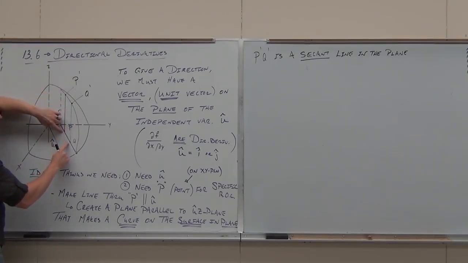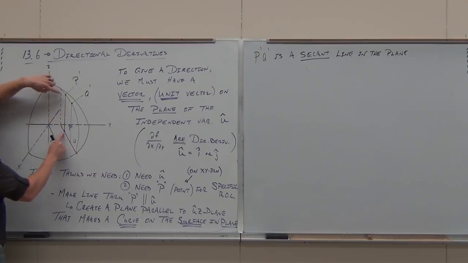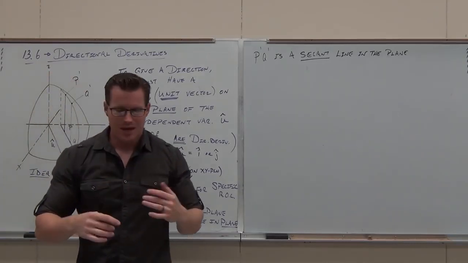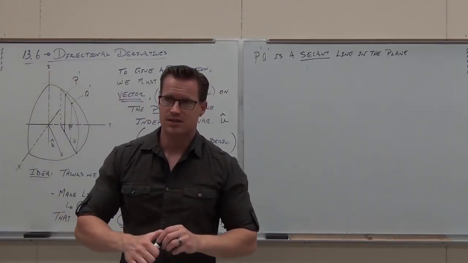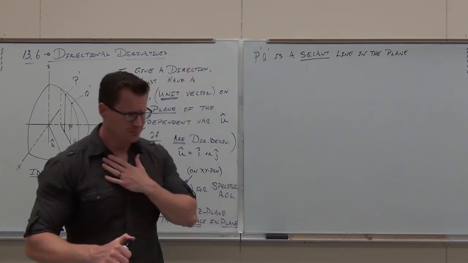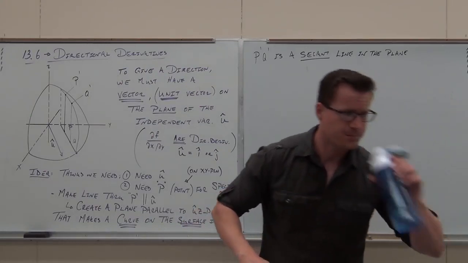If I make Q get really close to P, can you see that since these are on the same curve, and they're projected upwards, Q prime is going to get really close to P prime? So if I let Q go to P, the secant approaches the tangent at P prime. Get that right in your head.